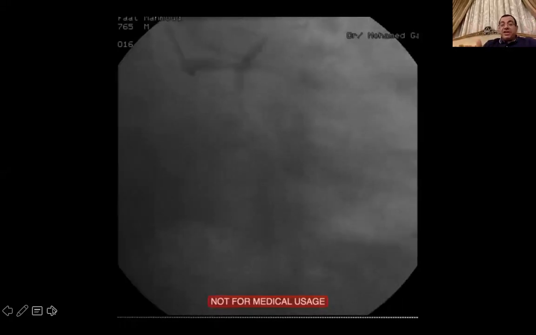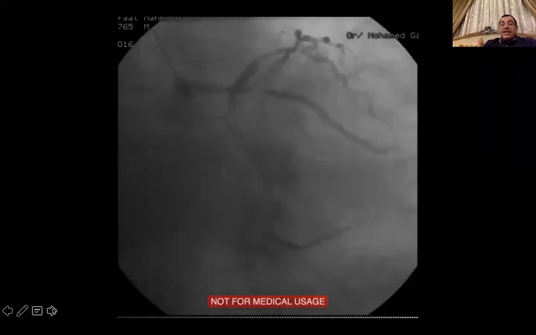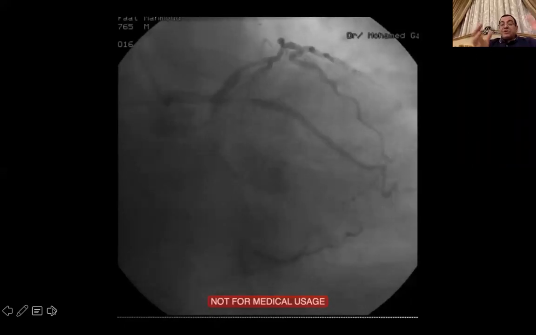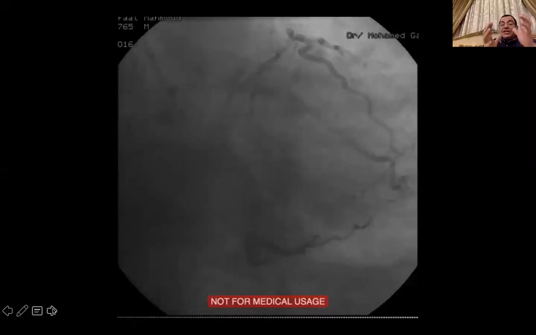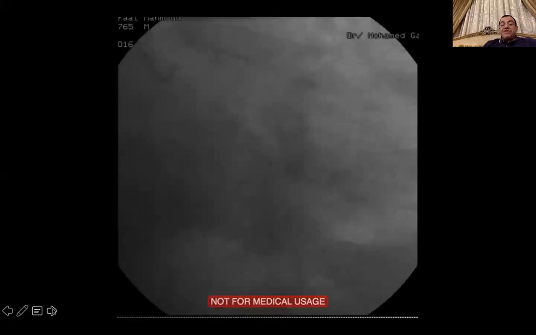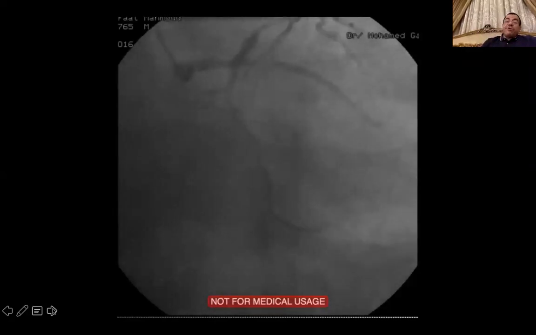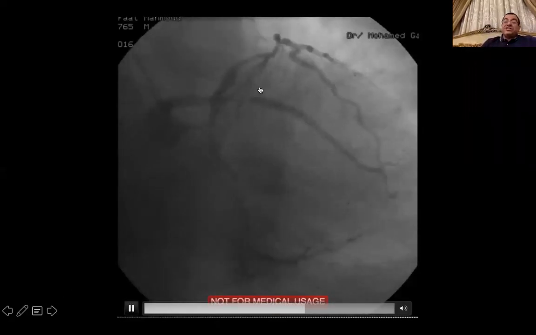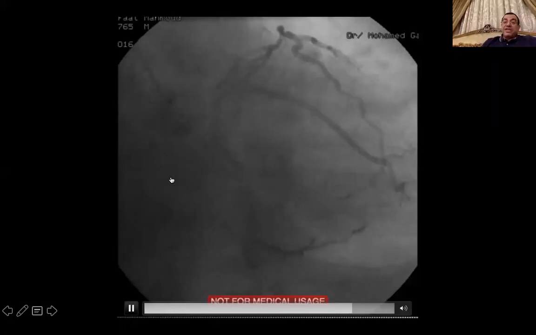If we look carefully in the picture, there is distal left main stenosis, and there is a critical stenosis of the ramus, and a critical stenosis and long lesion in the circumflex, and also there is a paraosteal long lesion in the LAD. If you look here in this picture.